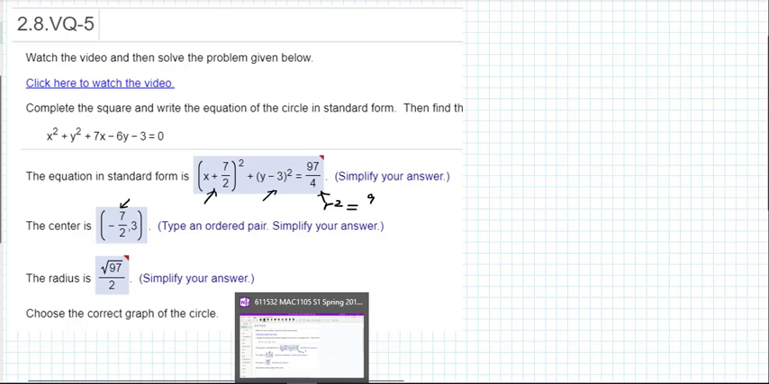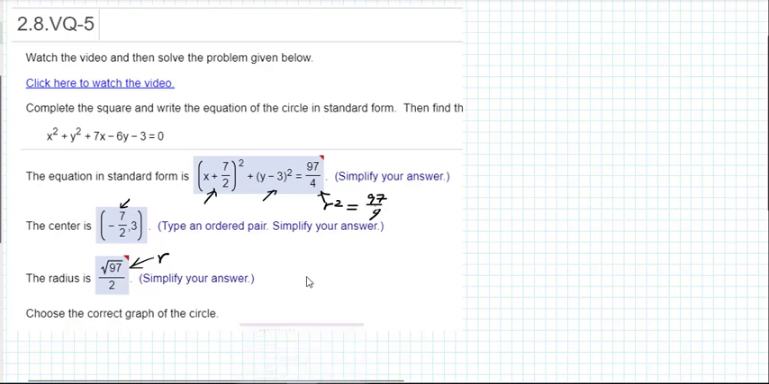So if r squared is 97/4, that's why r is the square root of 97/4, or the square root of 97 over 2. So you were okay with all of that, right?